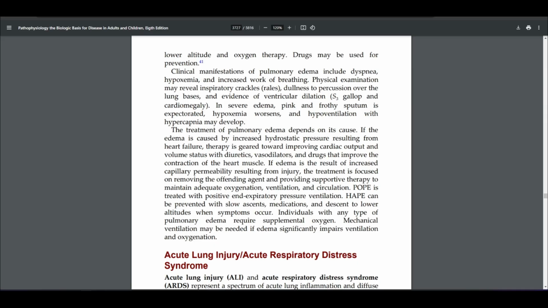Individuals with any type of pulmonary edema require supplemental oxygen. Mechanical ventilation may be needed if edema significantly impairs ventilation and oxygenation.